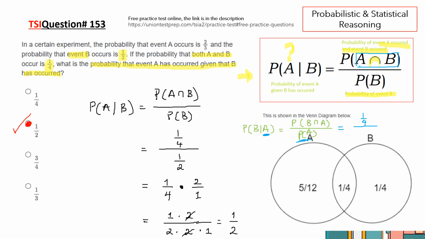Then now we use 2/3 for the probability that event A occurs. Now this one will be 1/4 multiplied by the reciprocal, so it becomes 3/8. So this is the bonus.